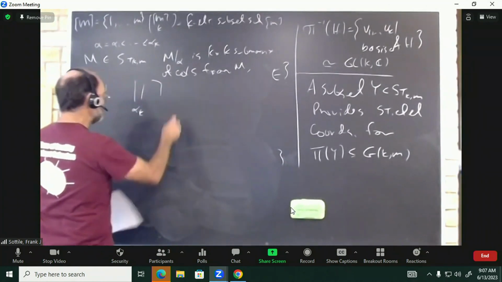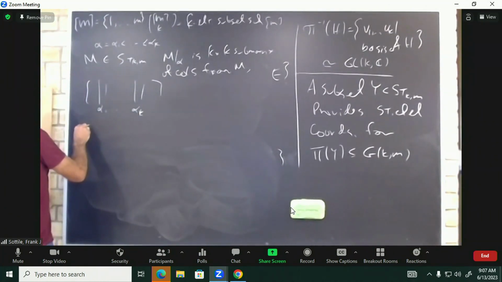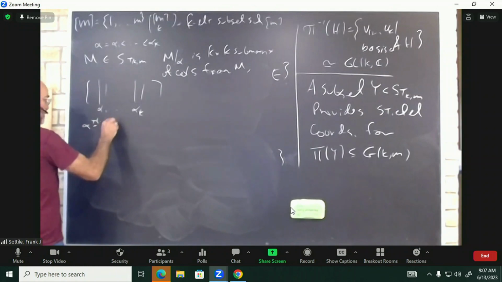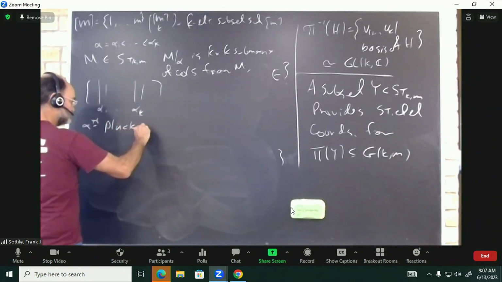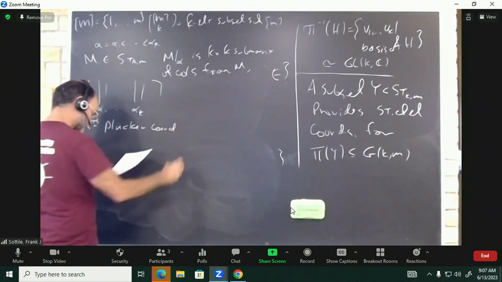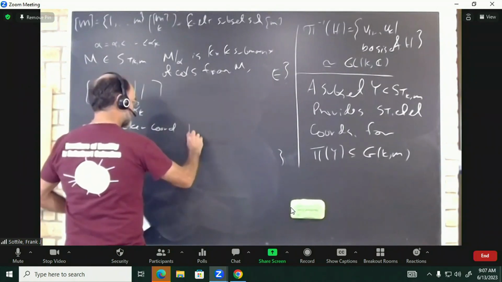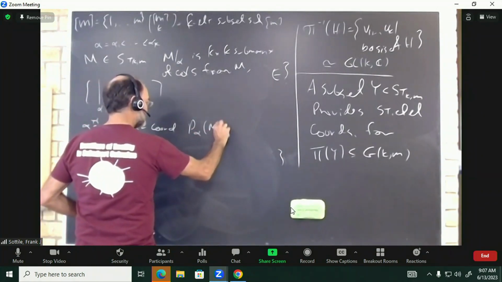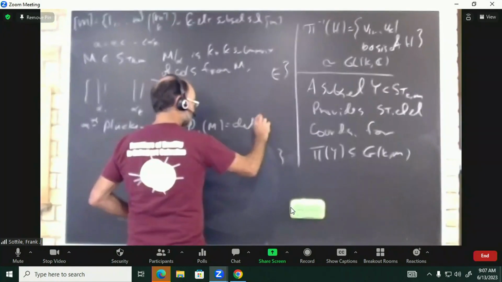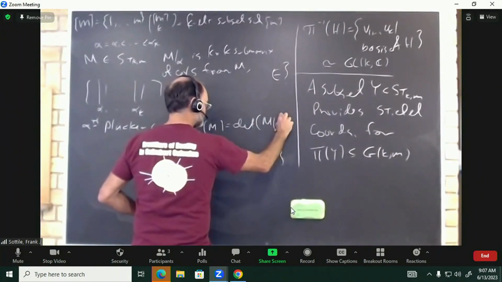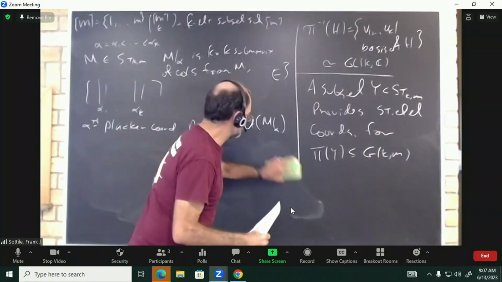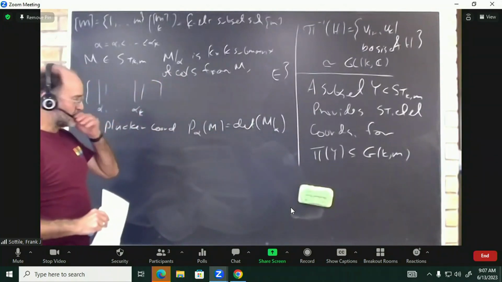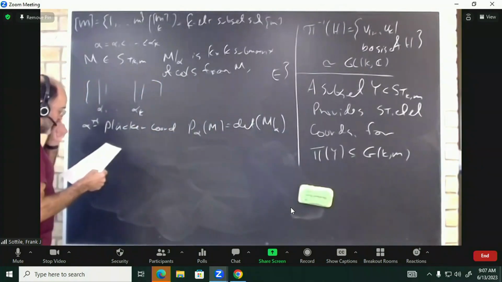And now an important definition is the alpha Plücker coordinate, which I'll write P alpha of M. This is simply the determinant of M restricted to alpha, and these are functions that are defined on the Stiefel manifold.